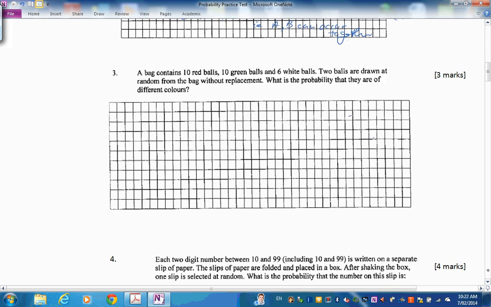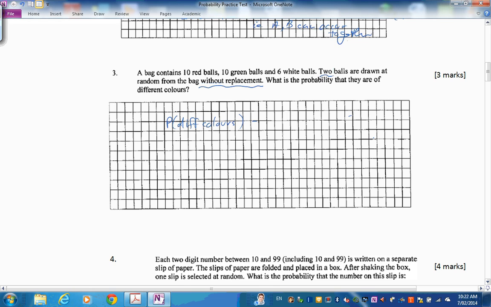Question 3. A bag contains 10 red balls, 10 green balls and 6 white balls. 2 balls are drawn at random without replacement. What's that? Underline that. What's the probability of different colours? Probability of different colours. Okay, 2 balls, so that is 1 minus the probability, I guess, of the same colour. Okay, I think that would be the way to go.